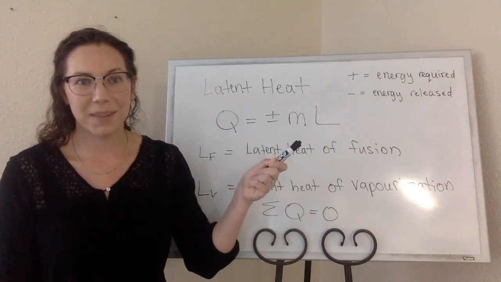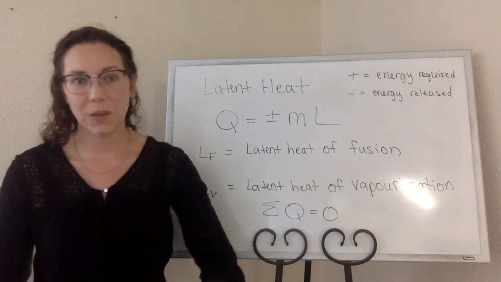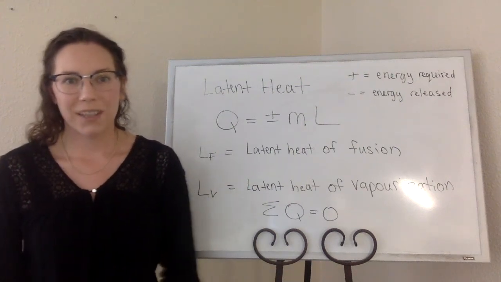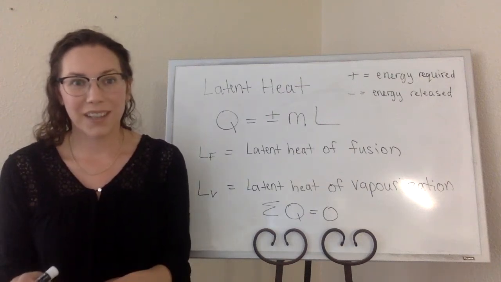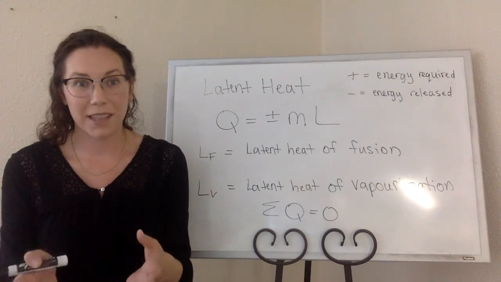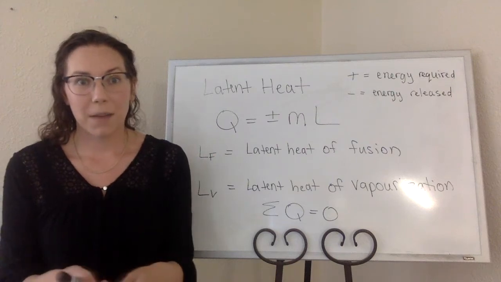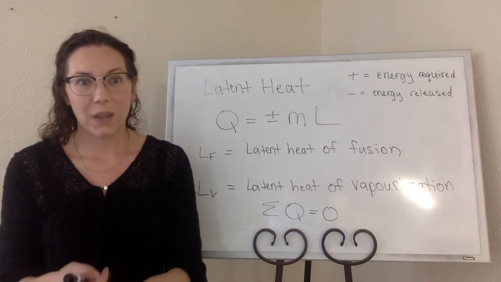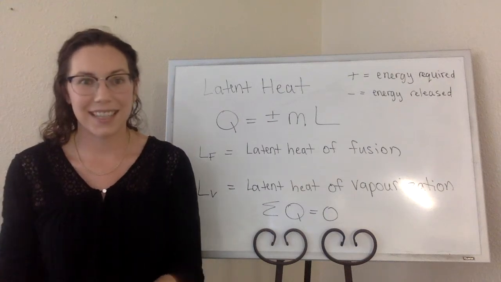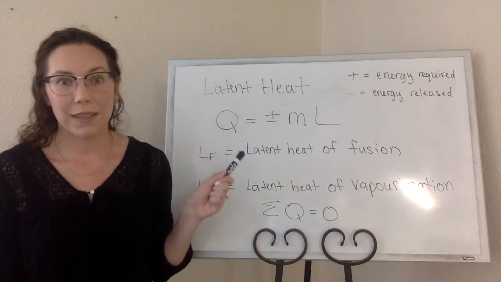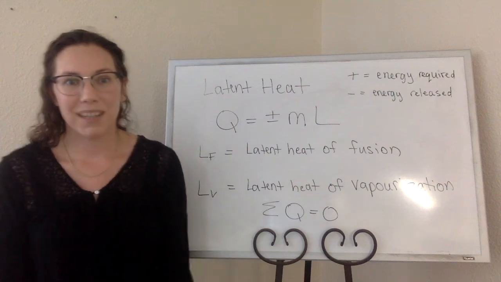M is the mass of the substance in kilograms, and then L can be one of two constants, and we have to choose the right one. So either L_F, which is the latent heat of fusion. The latent heat of fusion is the energy required to convert 1 kilogram of that particular substance to a new phase. This would be used anytime the phase transition involves a solid, either a solid melting into a liquid or a liquid condensing into a solid. And these values can be found in a table, so they're specific to that substance.